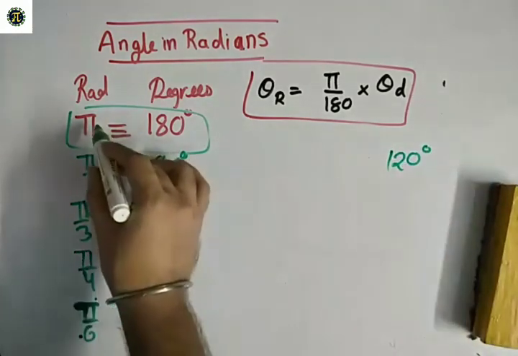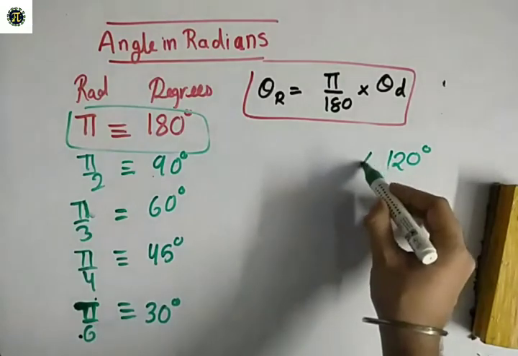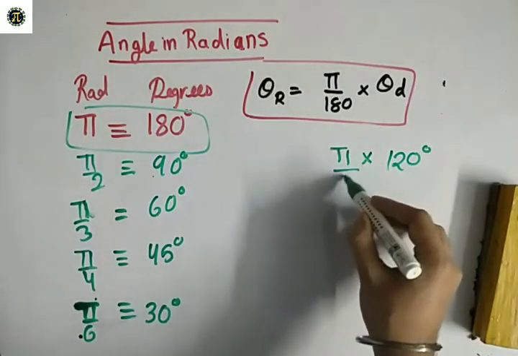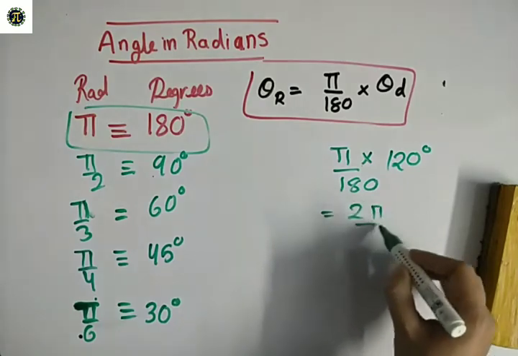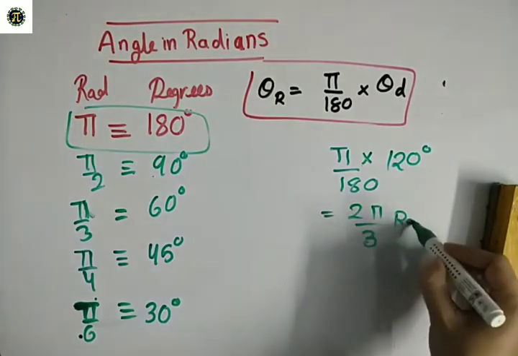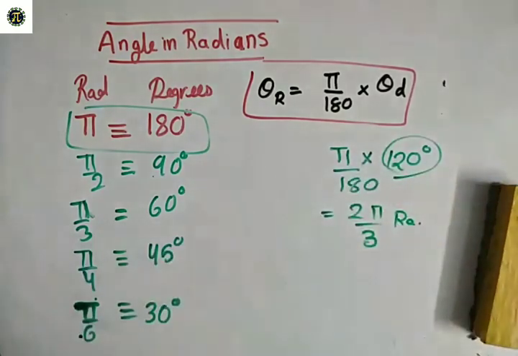So for example, I say what is the value of 120 degree. So this equation might be a little difficult for that. So what you can do is just multiply by pi by 180. So you will find 2 pi by 3 is the angle in radians. This is a conversion for 120 degree, for example. Okay.